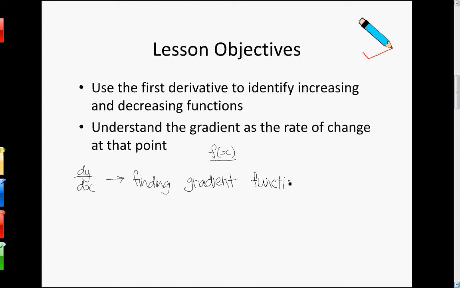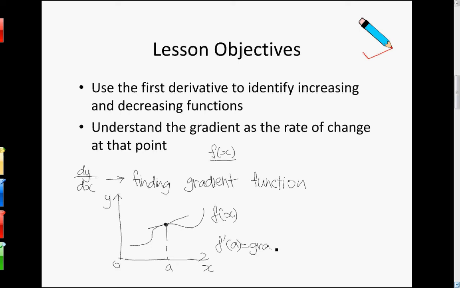Okay, so the gradient function tells me a lot of things. So basically, if I get a gradient function and I sub in a certain x value into the gradient function, I find the gradient at that point. Okay, so this is just a recap of what we have just done. So for example, I have any arbitrary f(x) function. Let's say I want to find this point at x equals a. Okay, I should label my axis first. Okay, so for example, I want to find the gradient at this point. So I just have to sub in, for example, f prime of a. Then I would get my gradient at a.